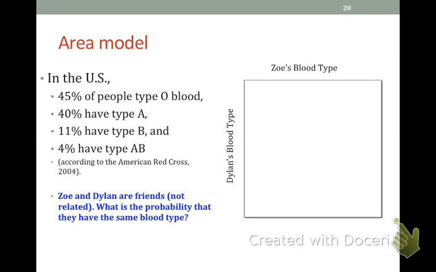Okay, it says, in the U.S., 45% of people have type O blood, 40% have type A, 11% type B, and 4% have type AB. So it says Zoe and Dylan are friends, but they're not related, so they're not going to have any kind of consistent bloodline of blood type.